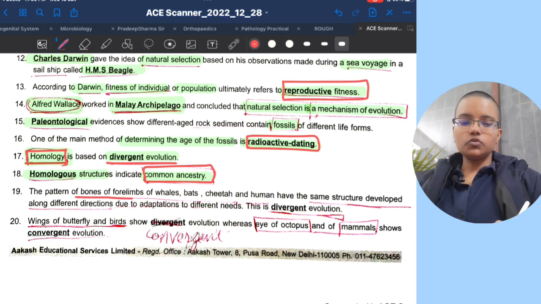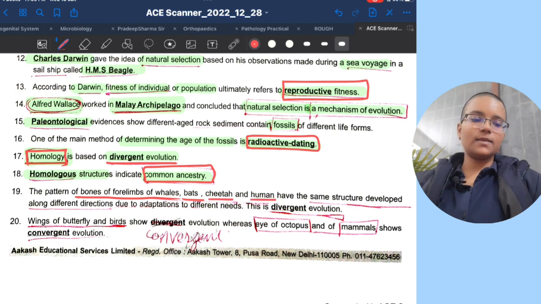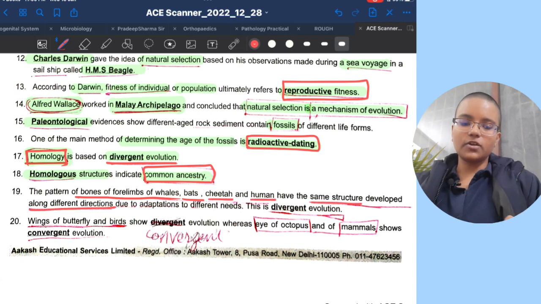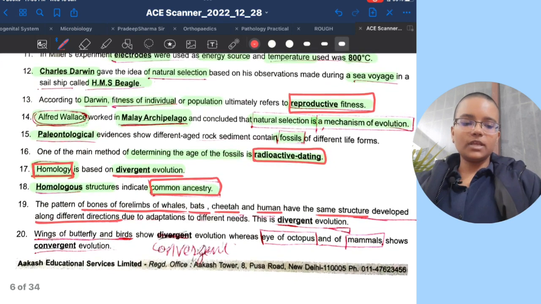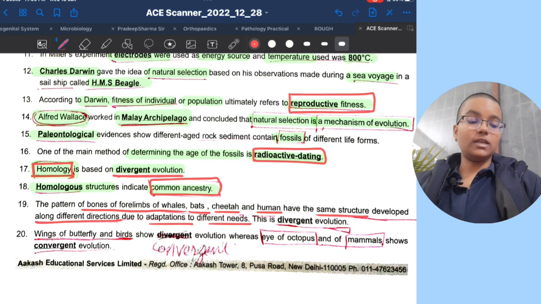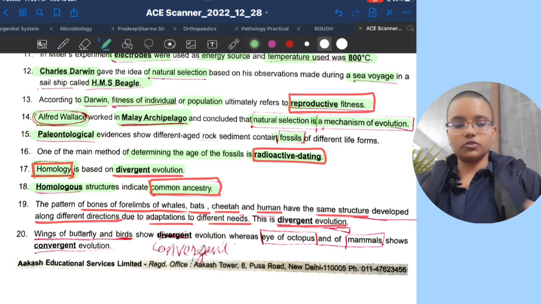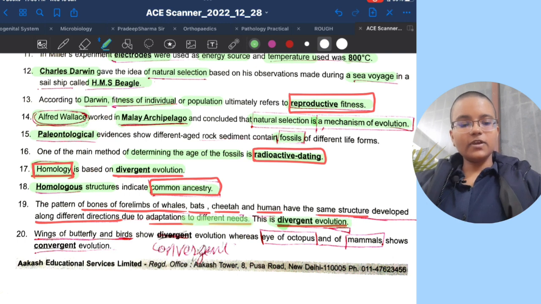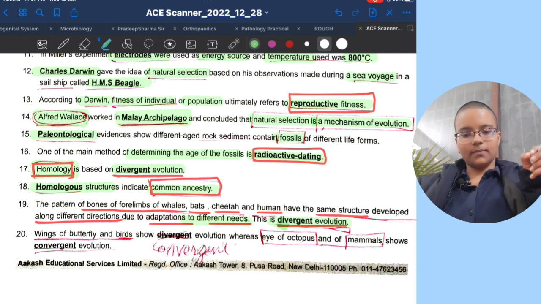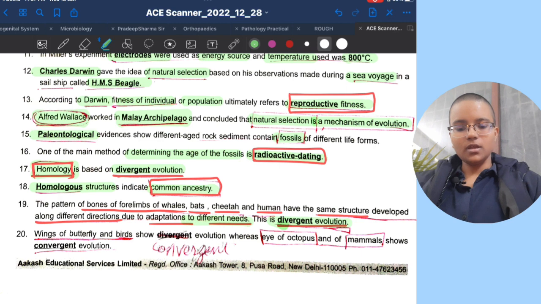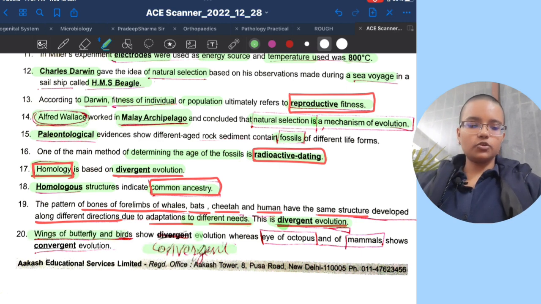The pattern of bones of forelimbs of whales, bats, cheetah and humans have the same structure, developed along different directions due to adaptations to different needs. This is divergent evolution. Different needs but the origin is the same: common ancestry. Wings of butterfly and birds, and eyes of octopus and mammals, show convergent evolution.